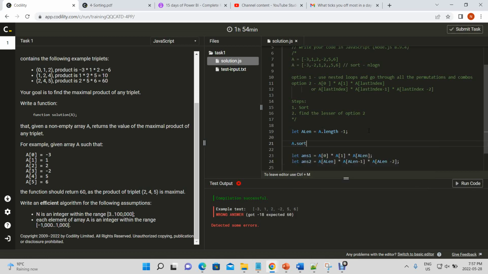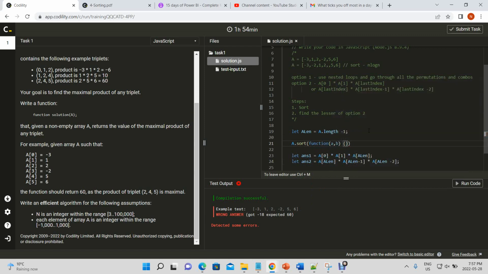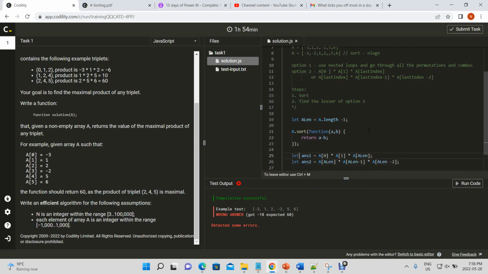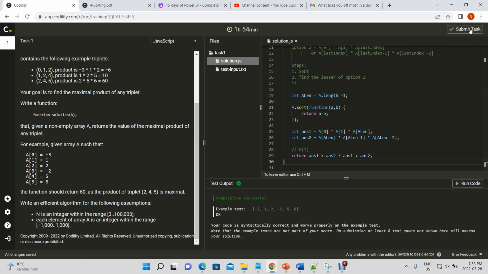So we have to use our sort function with a comma b, so that it'll know how to sort numbers. We'll return a minus b, so it'll be in numerical order. And that should be it. Run it. There we go. We got the right answer. Let's submit it.